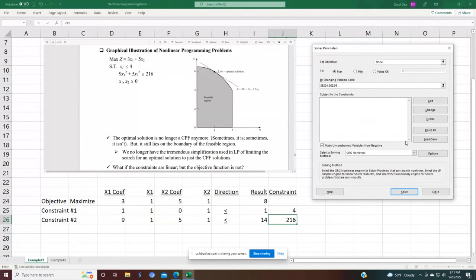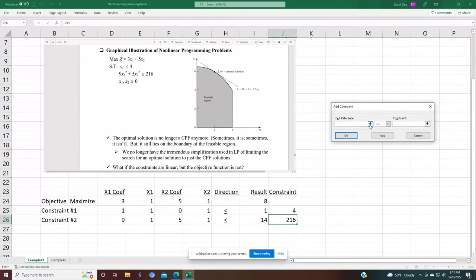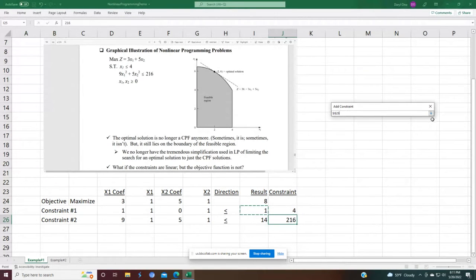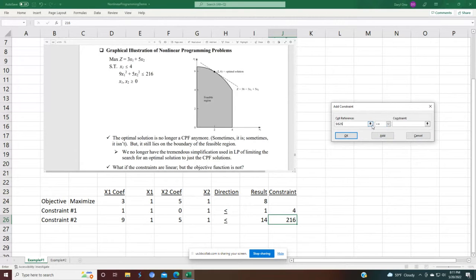Let's add the constraints now. So I want to add constraint number 1. The result is going to be in cell I25. That has to be less than or equal to 4. So here is the less than or equal to sign there. The constraint is 4. So constraint number 1 must be less than or equal to 4.